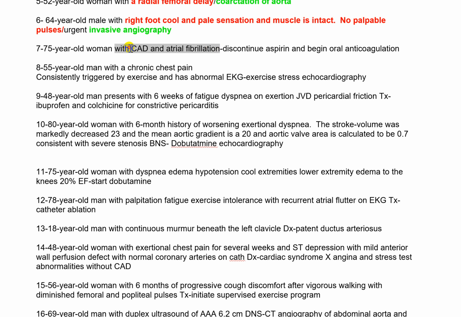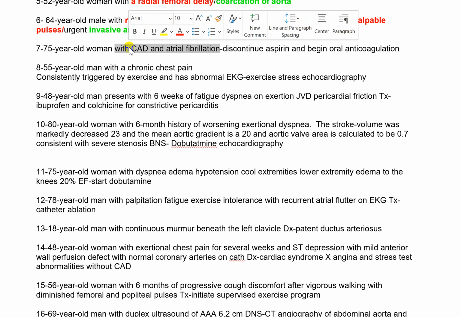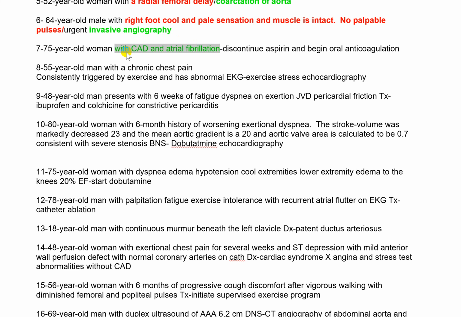Whenever you see women who have CAD with atrial fibrillation, then the treatment you can do is start anticoagulation, and you don't need aspirin. You can discontinue aspirin and do anticoagulation so that you decrease the risk for bleeding.